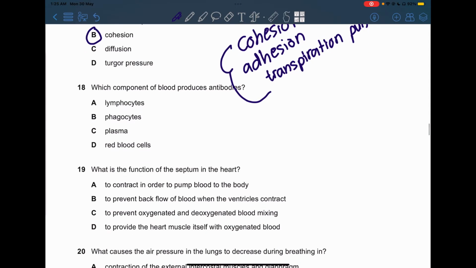Now 18, which component of the blood produces antibodies? Now we do know that lymphocytes, not red blood cells, are the white blood cells that secrete antibodies, and the antibodies actually destroy pathogens. So we're going to be choosing for this question A.